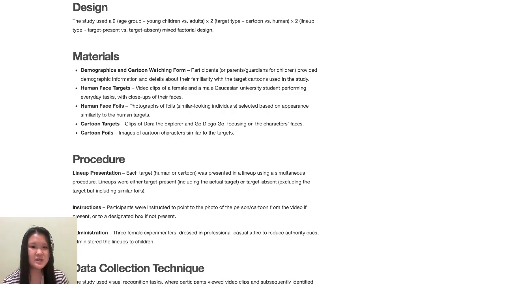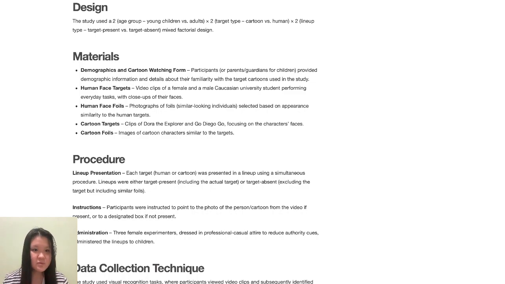First, the study used a 2 by 2 by 2 type, right? So the first two is age group, young children versus adults, and then the next two is target type, cartoon versus human, and the last two is lineup type. Okay, so target present versus target absent. And so when you're talking about what type of design it is, a mixed factorial design. Okay, I'll just send it over to you in case you need to look at it. Okay. So I've sent it over to you.